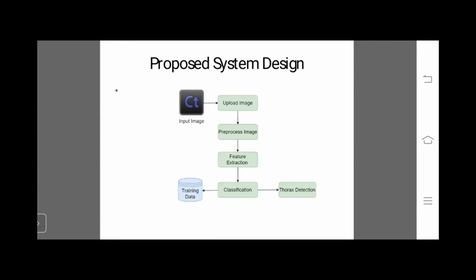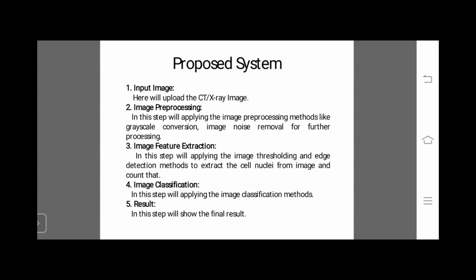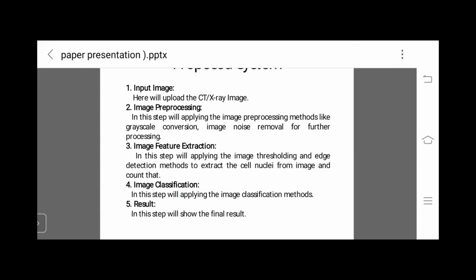So this is the proposed system of the thorax disease system. In that, first of all, we take an input image, nothing but our X-ray image or CT scan image. We use the X-ray image and CT scan image as an input, and after we get the input, we proceed to image processing. In this step, we apply image pre-processing methods like grayscale conversion and image noise removal for further processing.